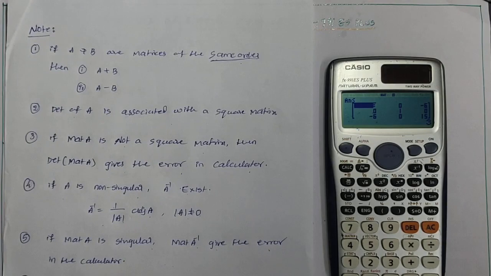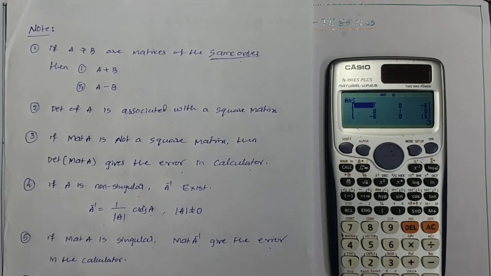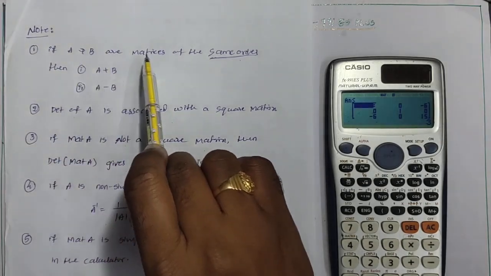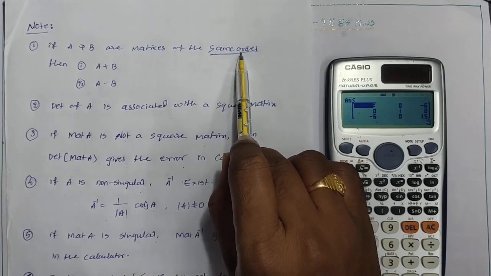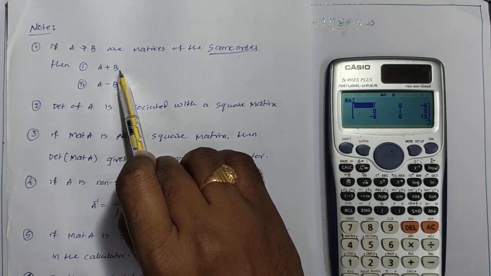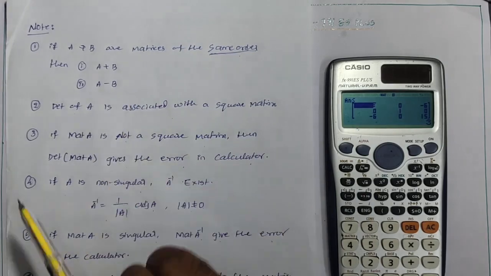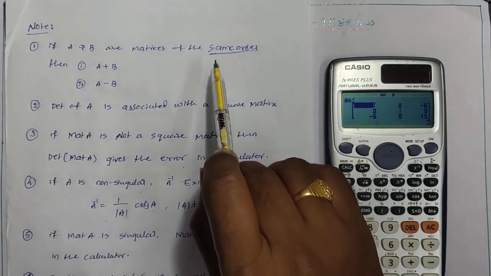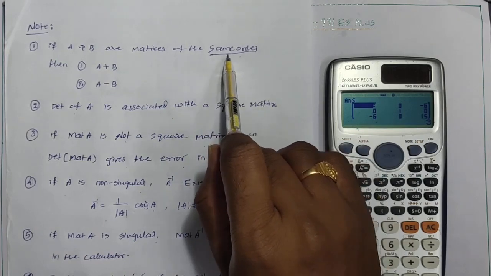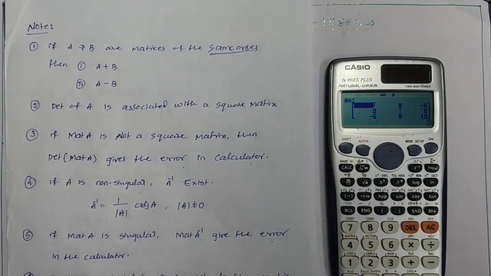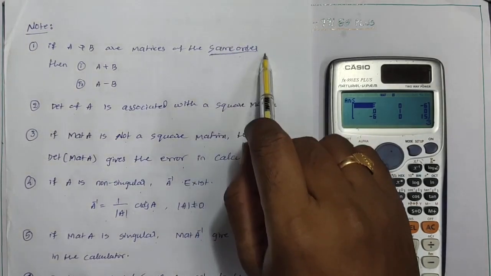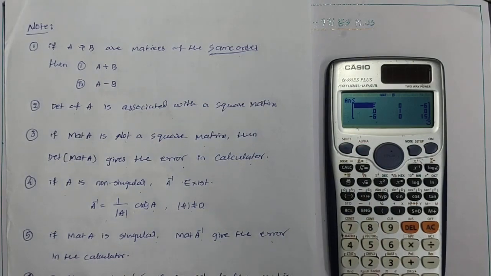Okay, all of you know the general things. If A and B are matrices of the same order, then we can add the A and B and we can subtract the A and B. If the matrices are not the same order, then we cannot add A plus B. I mean, we cannot add A and B, and we cannot subtract A and B. If the matrices have the same order, then we can add and subtract.